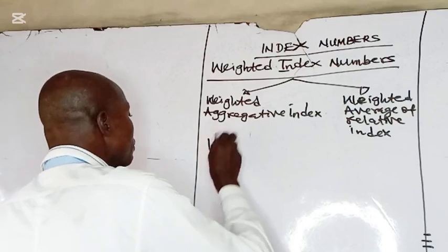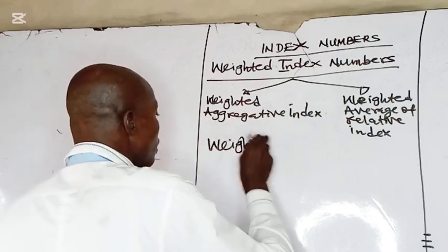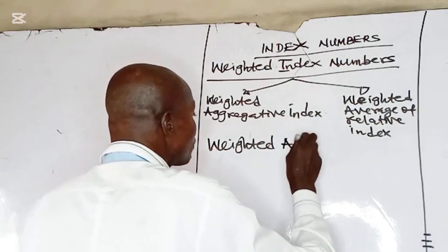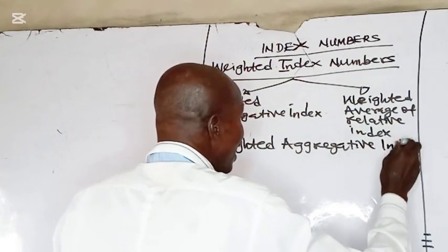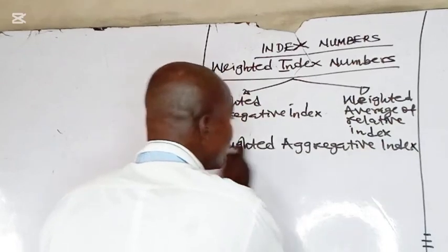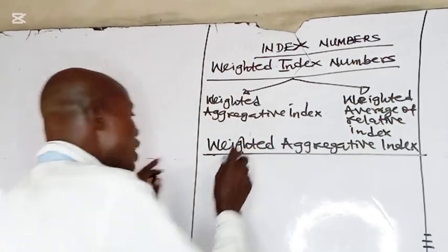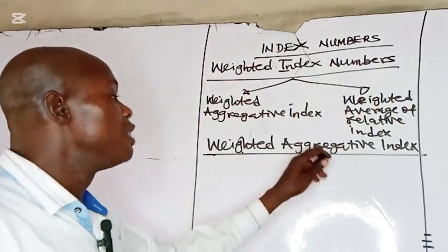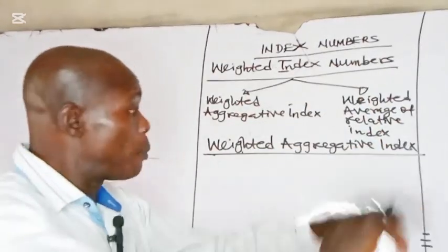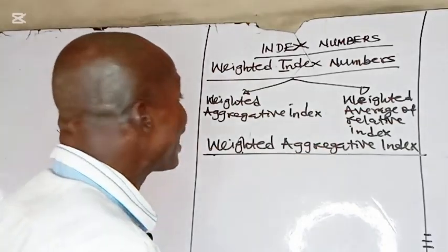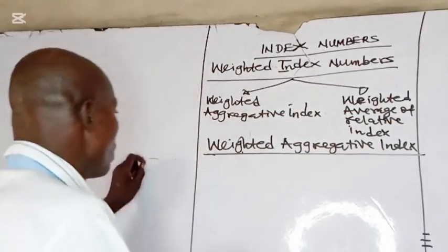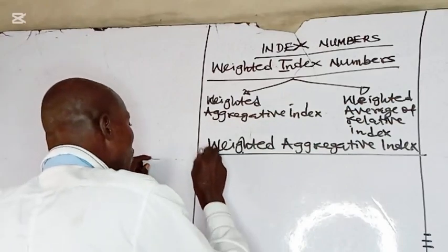Weighted aggregative index. As the name implies, weight, that means weight will be attached. Aggregative means total, the sum of everything, the total, that is the meaning. So this weighted aggregative index shall be divided into four.